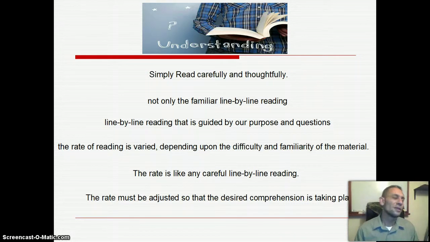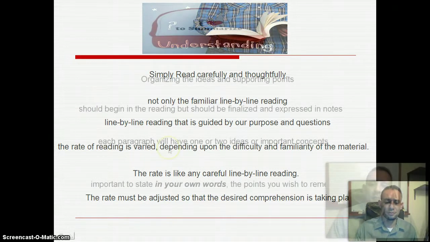The rate of reading in an intensive reading is varied, depending upon the difficulty and familiarity of the material. The rate is like any careful line-by-line reading. The rate must be adjusted so that the desired comprehension is taking place. You don't want your students going too fast. You want them taking care of every line, making sure that they understand the structure and get the details.